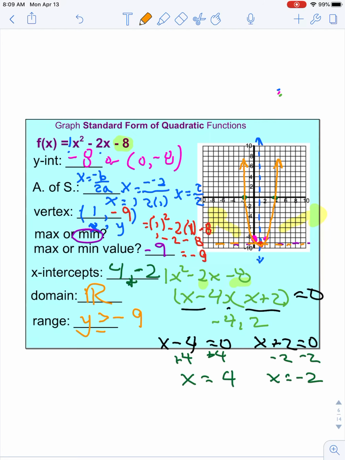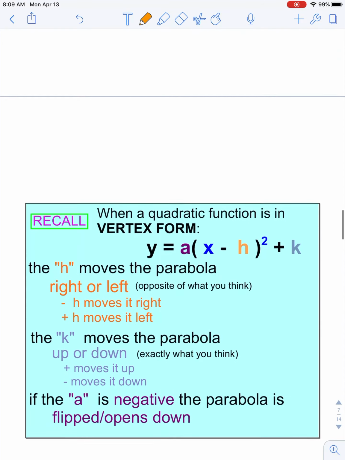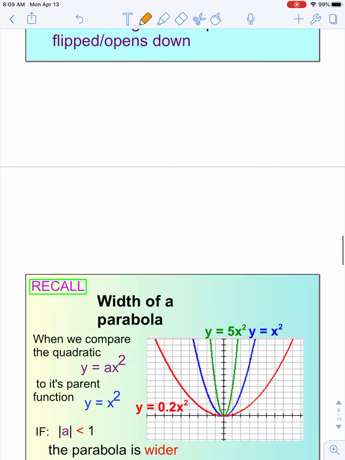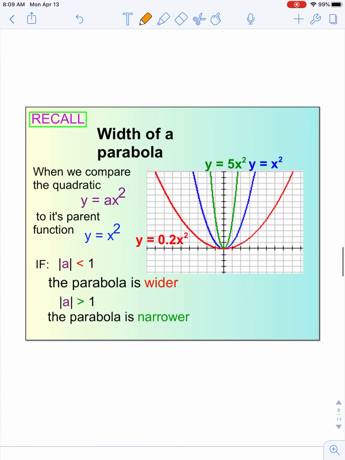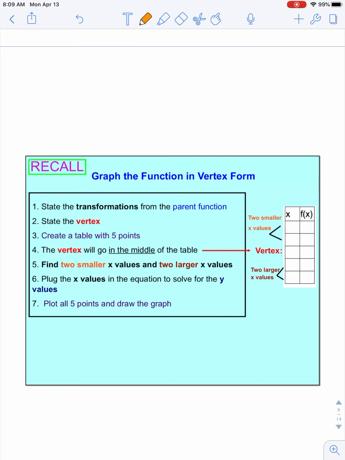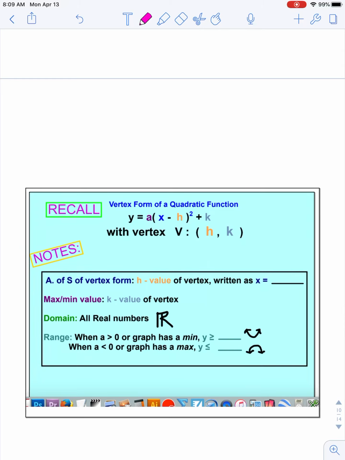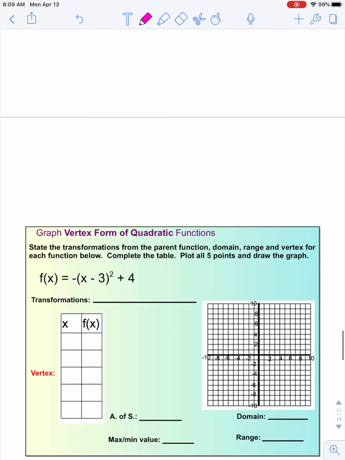Now we're going to move into vertex form. Again, these first slides are just reviewing. I would recommend you pause the video and read through the information for review. That talks about the shifting and the width of the parabola, and then it talks about graphing in vertex form, which is what we are going to be working on. And then this gives you a little bit more information about domain and range, and axis of symmetry in vertex form.